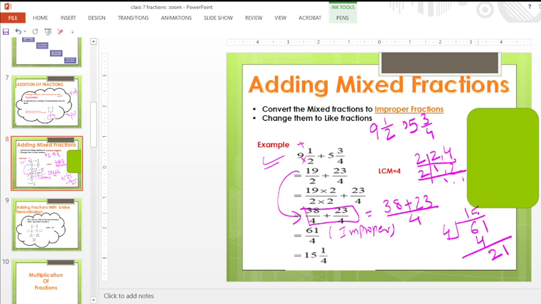4 times 5, 20, and you are getting 1. So, okay, what was the formula for this? Quotient, remainder upon divisor. Quotient is 15, remainder is 1, and divisor is 4. So, this is how you have added the mixed fractions.